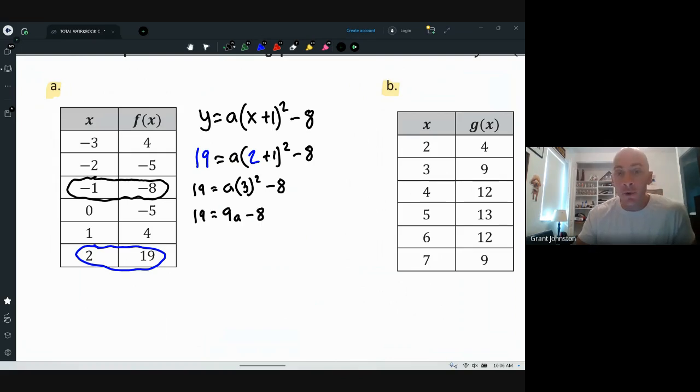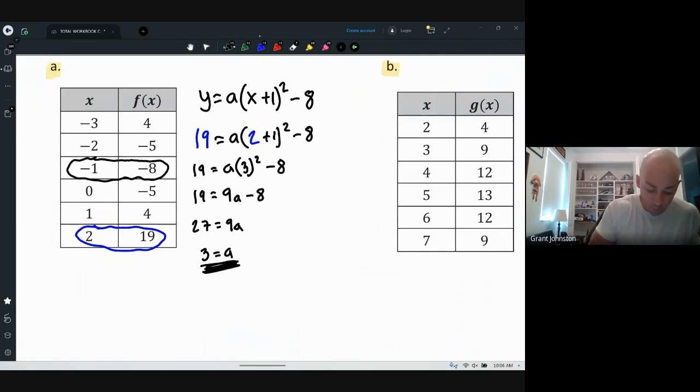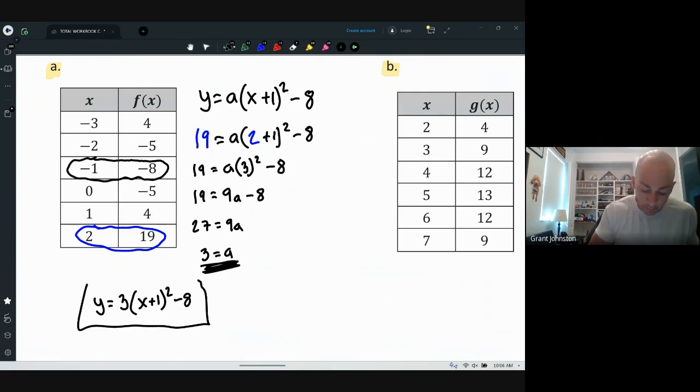And now I have a two-step equation. I'm not going to show the full step here. I'm going to add 8 to both sides, right? So that would be 27 equals 9a. And then I'm going to divide by 9. So 27 divided by 9 is 3. So a is 3. So to write my final answer, y equals 3 for a, x plus 1 squared minus 8. That is the function.